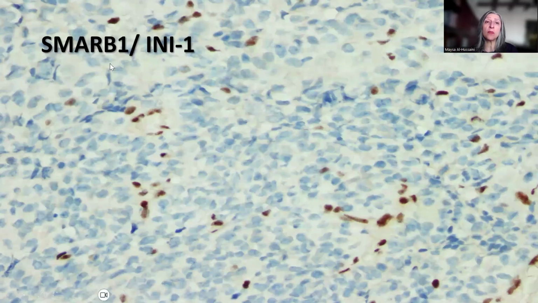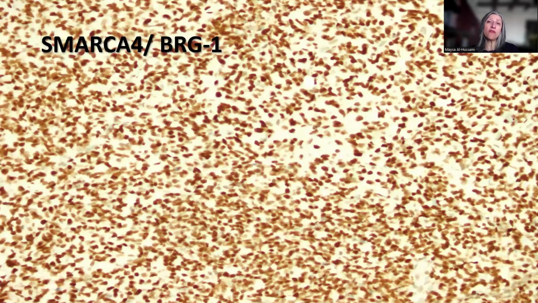And then, of course, SMARCB1 INI1 is totally lost in the tumor cell nuclei, in the presence of nuclear staining in the endothelium and the background tissue. So remember, you should never interpret INI1 immunohistochemistry unless you have an internal positive control. This is extremely important. Now, because of the age of the patient, I also used BRG1 immunohistochemistry, because some cases of ATRT, especially in infancy, tend to be SMARCA4 or BRG1 lost with retention of INI1, but this case is not. Actually, this is more like the classical immunohistochemical pattern.